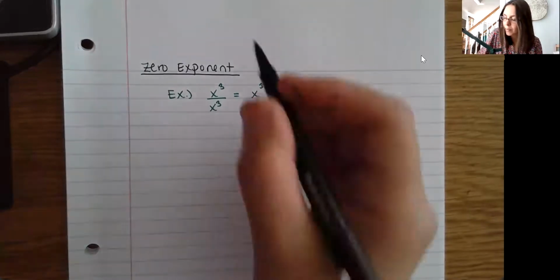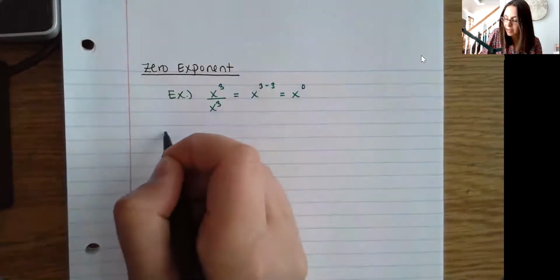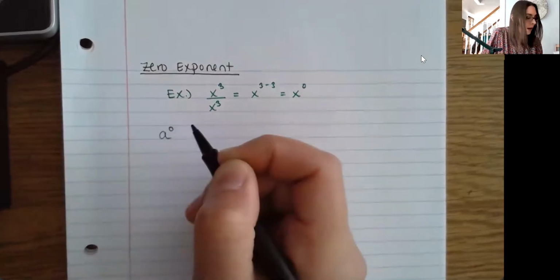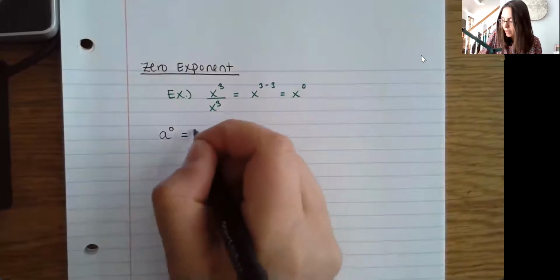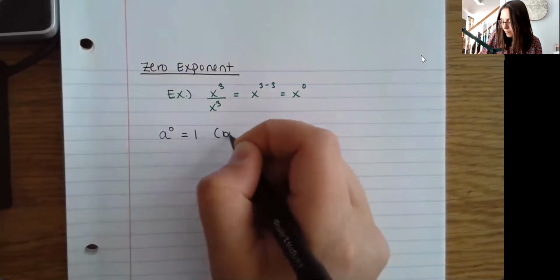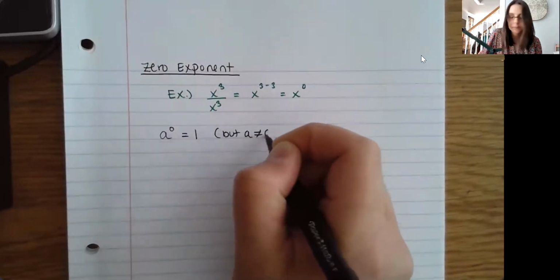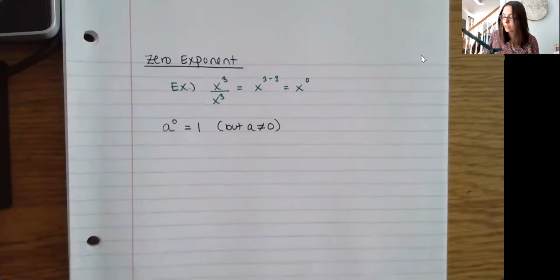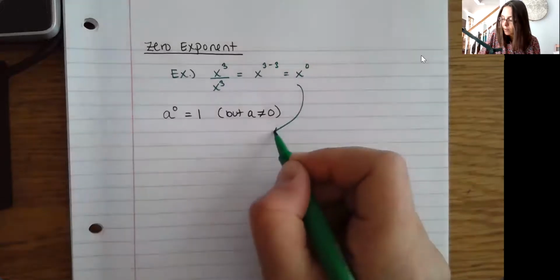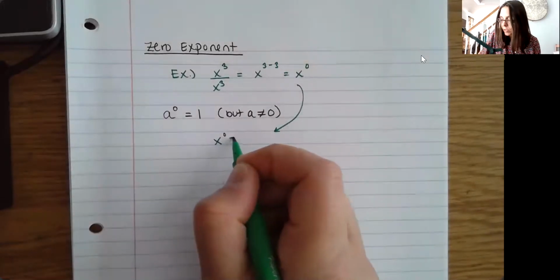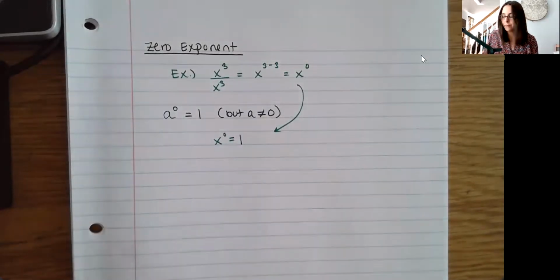And what ends up happening here is that anything to the 0 power, as long as a is not 0, is equal to 1. And again, but a is not 0. So for instance, in our example then, x to the 0 power is going to be the value 1.